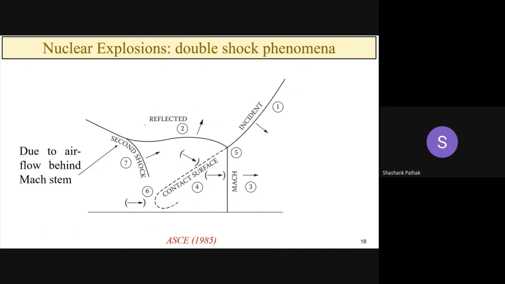In case of nuclear explosions, we generally observe a second shock also, which is not present in chemical explosions, because of the flow behind the Mach stem. That sometimes makes things complicated in nuclear explosions. All these things have been observed from the Cold War data. During the Cold War, many nuclear explosions were conducted by the US Army, and they conducted a lot of empirical studies. Based on that data, many empirical relations have been developed for nuclear explosions, which can be used for designing nuclear bunkers. A lot of information is available in the ASC manual that I have also mentioned in our reference books.